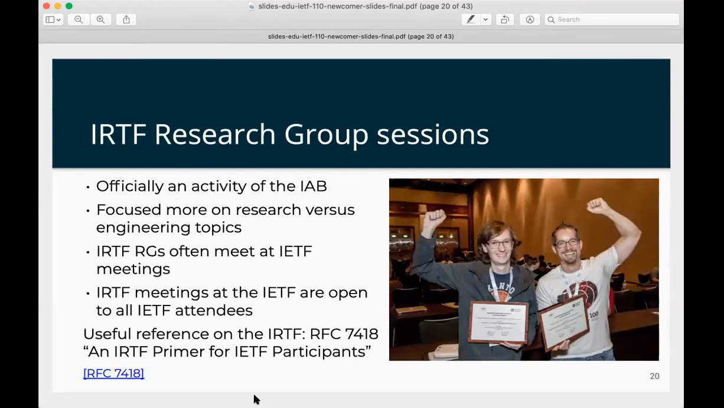So the IRTF groups, we already talked about. Officially, the IRTF is an activity of the IAB. It is focused more on research than engineering. IRTF meetings at the IETF are open, just like any IETF meeting is. The IRTF is really looking at bringing those new ideas, bringing that new research into the IETF and maturing it to the point where it's ready for standardization. In this particular photograph, these gentlemen have won a recent version of the ANRP, the Advanced Networking Research Prize, which funds researchers to present their work at the IETF and gives them a small monetary award as well. It's another way to highlight research and bring it to the IETF.